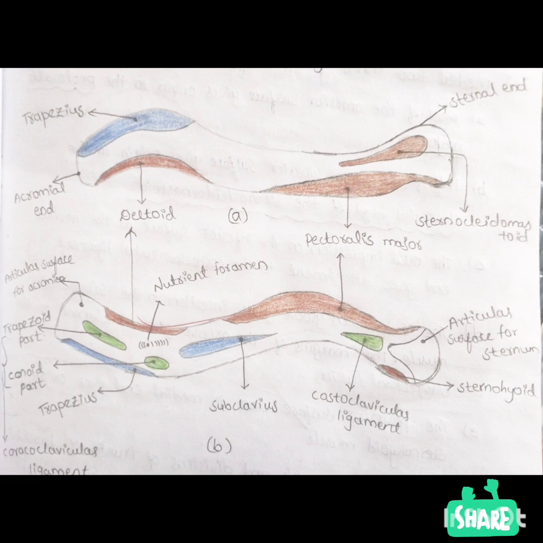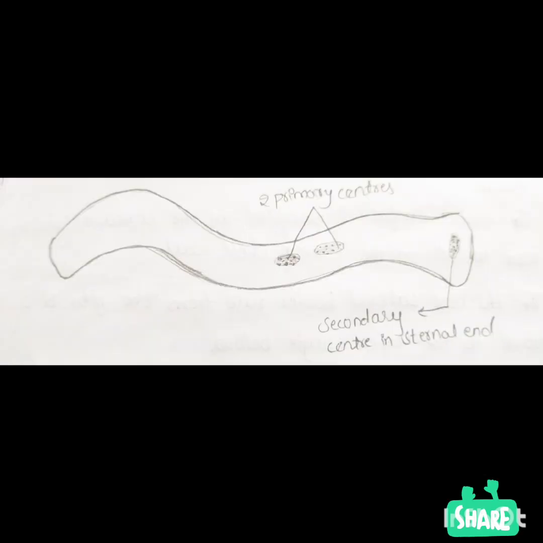This is about the attachments. Mainly we have attachments like deltoid and trapezius on lateral one-third, and coracoclavicular ligament is also on lateral one-third, and on medial two-thirds we have pectoralis major, clavicular head of sternocleidomastoid muscle, and costoclavicular ligament, subclavius muscle, clavipectoral fascia, and sternohyoid muscle.